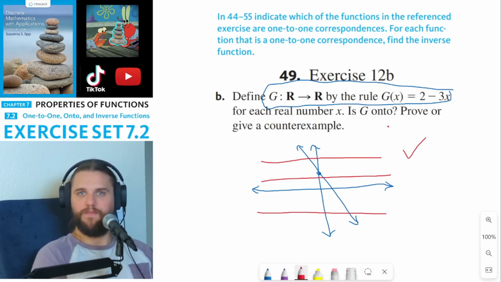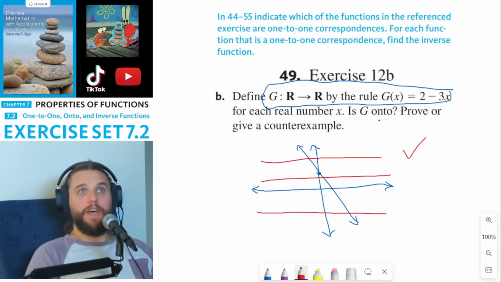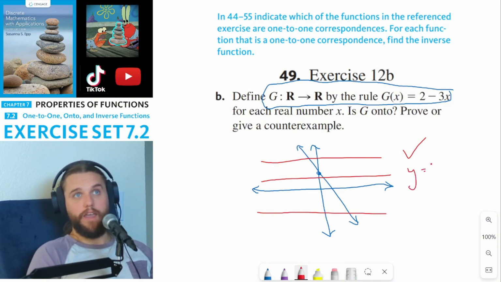We don't need to justify this with a proof. We can just ask ourselves whether or not this is one-to-one by graphing it and seeing if it passes the horizontal line test. Now that we know that this function is one-to-one, let's find the inverse function. The way I do this is I like to represent the output variable as something like a y. So y equals 2 minus 3x.